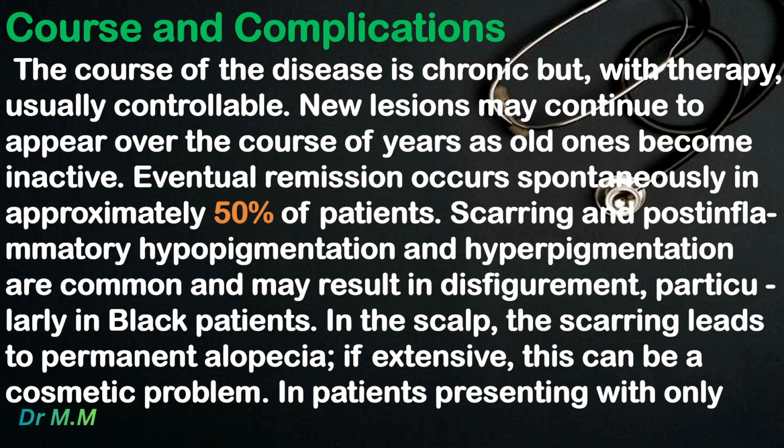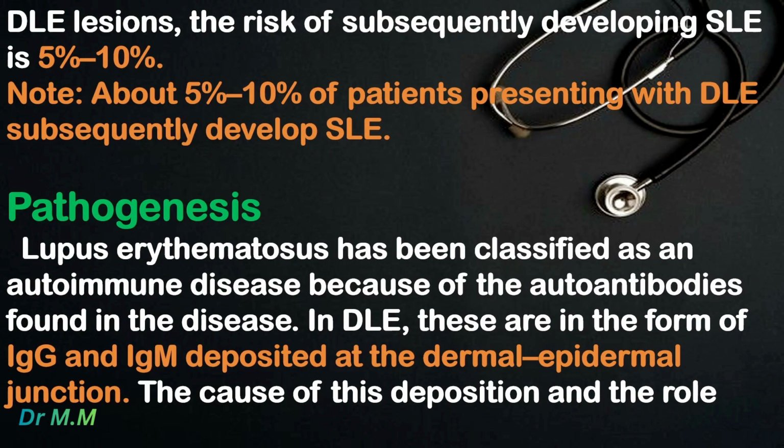In patients presenting with only Discoid Lupus Erythematosus lesions, the risk of subsequently developing systemic lupus erythematosus is 5 to 10%. Note: about 5 to 10% of patients presenting with Discoid Lupus Erythematosus subsequently develop a systemic lupus erythematosus.